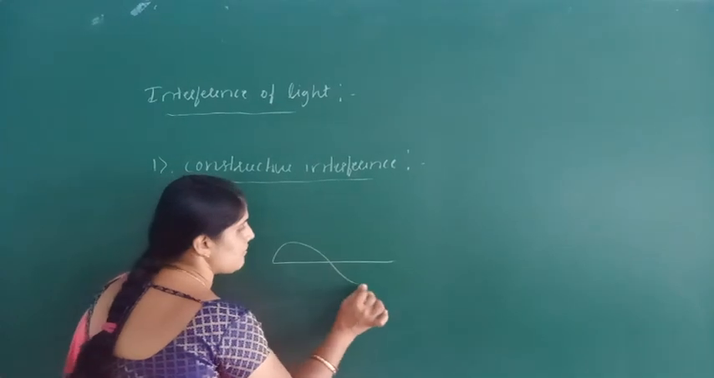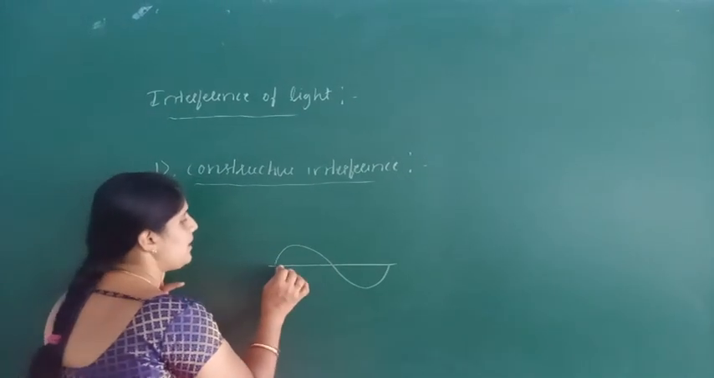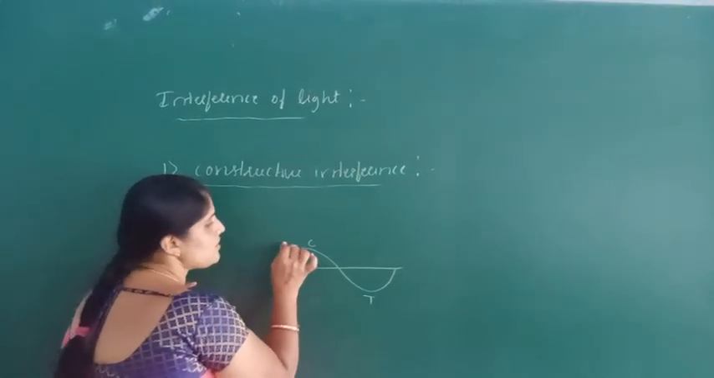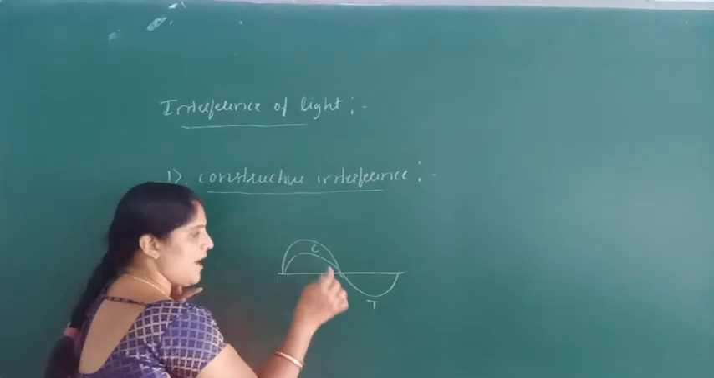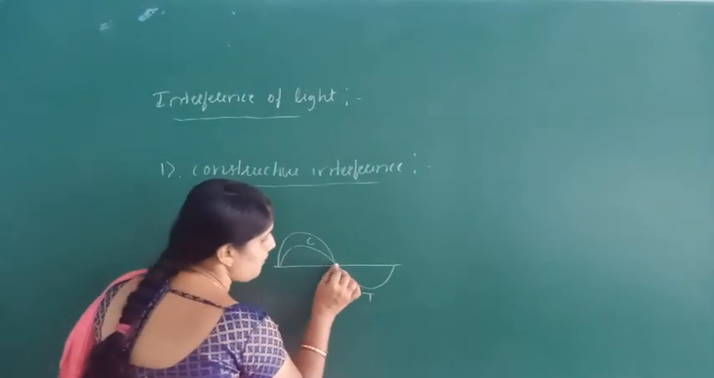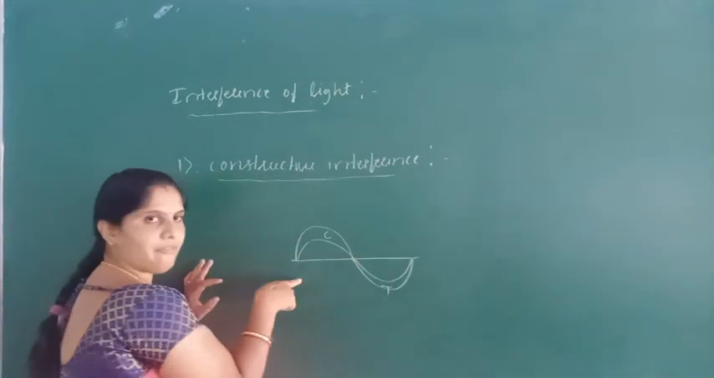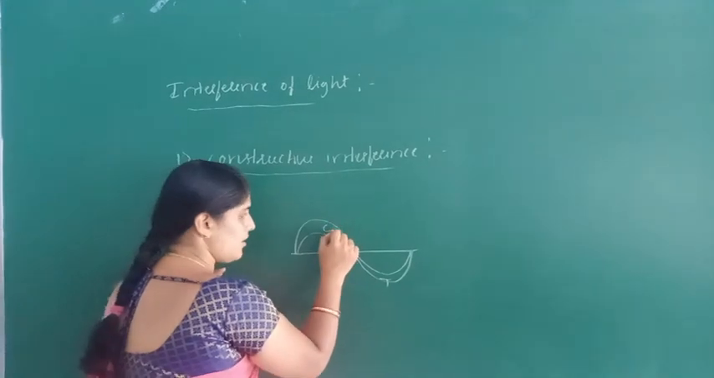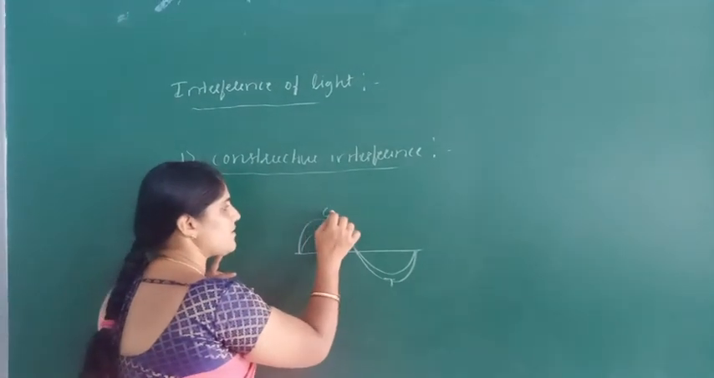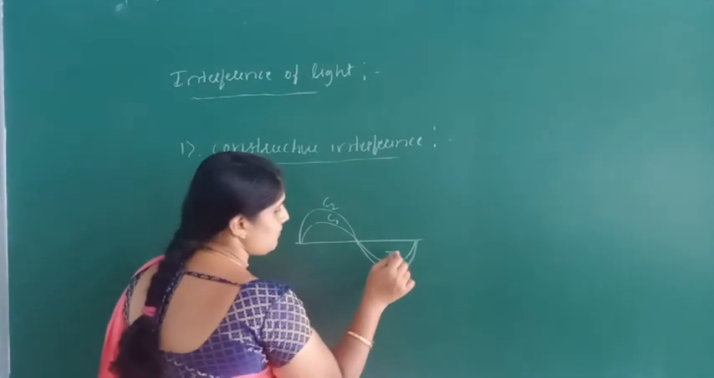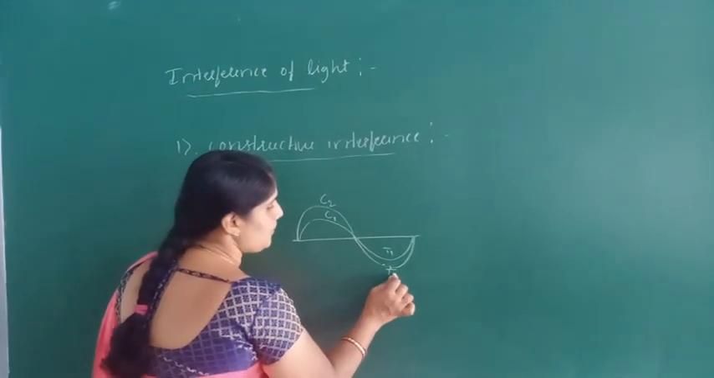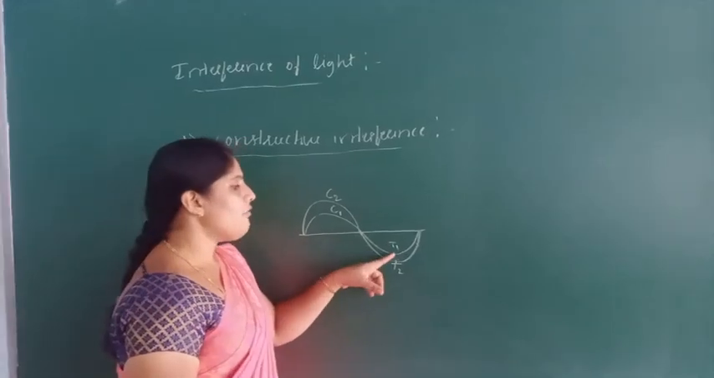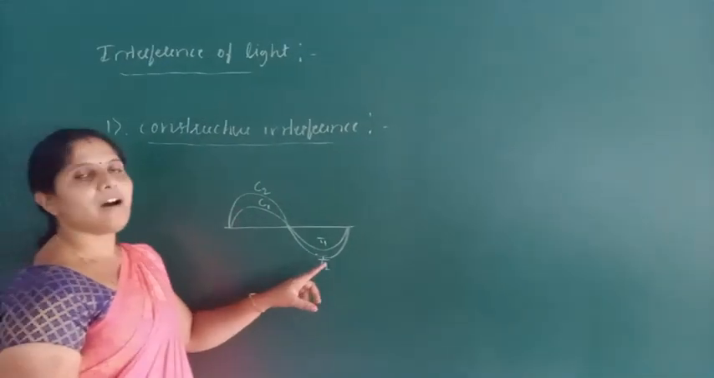This is a wave. Let us consider one more wave. This is crest and this is trough. The crest of one wave falls on the crest of another wave, and similarly the trough of one wave falls on the trough of another wave. This is known as constructive interference. This is the crest of one wave, that is C1, the crest of the second wave, that is C2. This is the trough of the first wave T1, and this is the trough of the second wave T2.